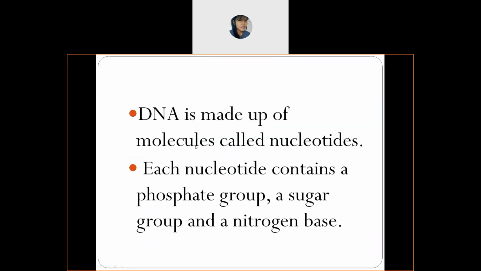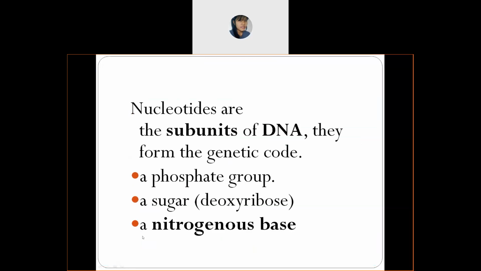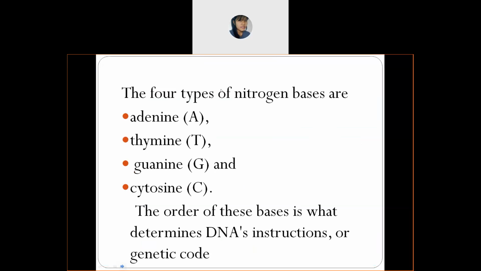Okay. You will again find the DNA, they are made up of molecules called nucleotides. Already I have shown you in the previous slide also, just the repetition. Okay. And each nucleotide consists of phosphate group, okay, a sugar group, and a nitrogenous group. So this is about it. And in these nucleotides, what you will get? Subunits of DNA. Subunits of DNA are what? Phosphate group, sugar, and the nitrogenous.